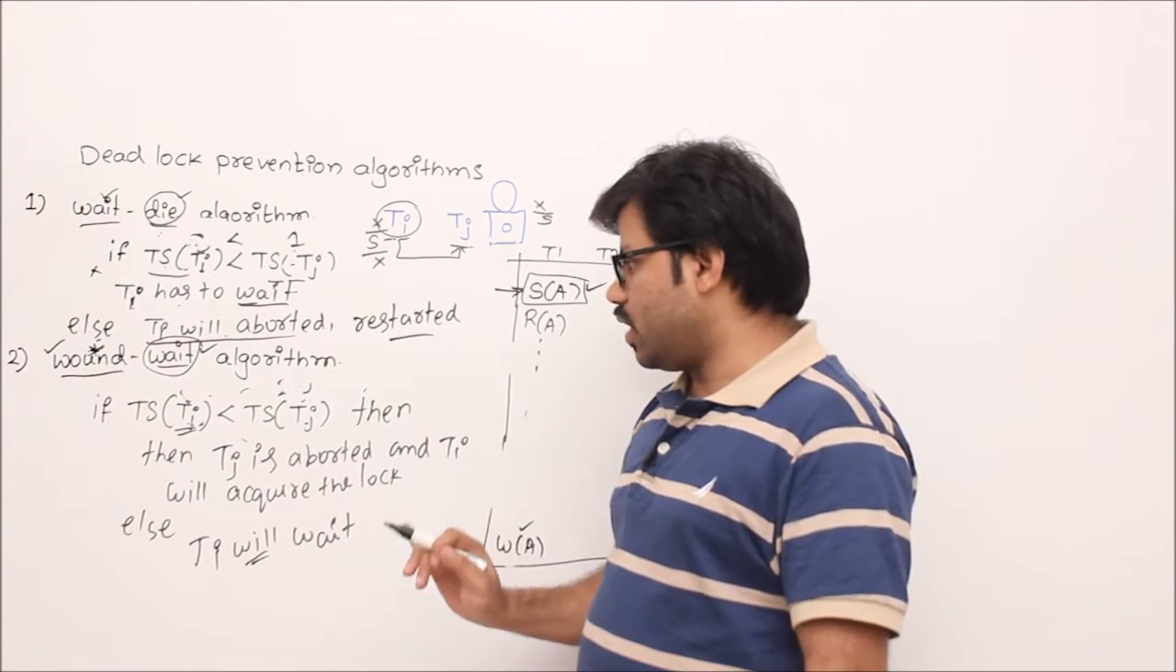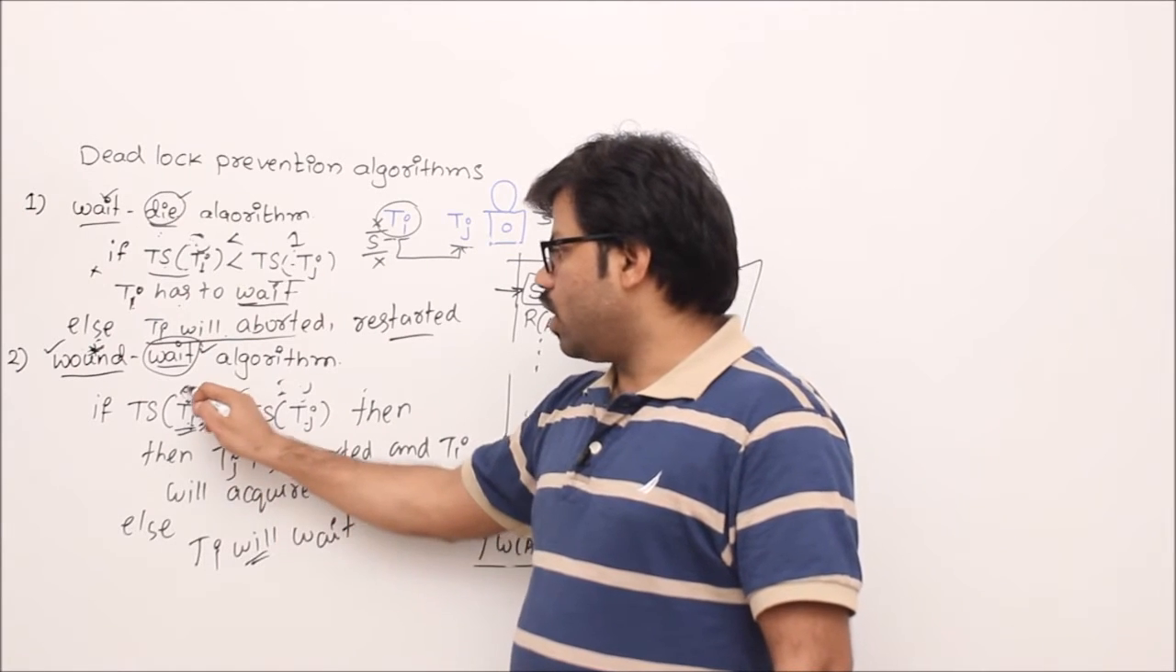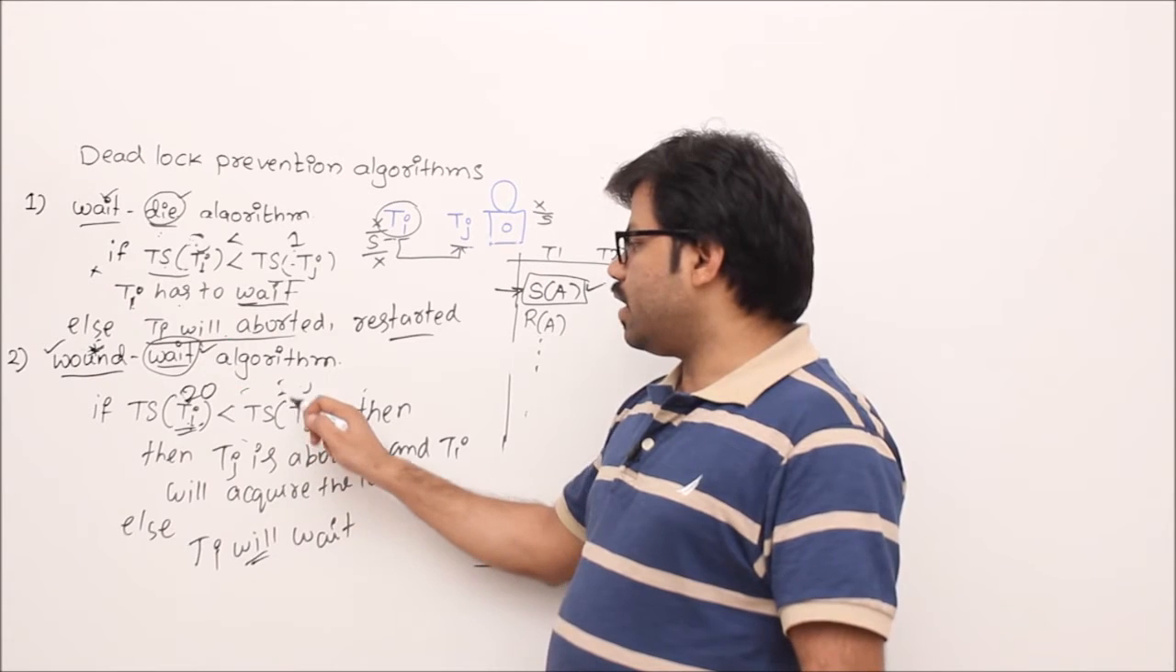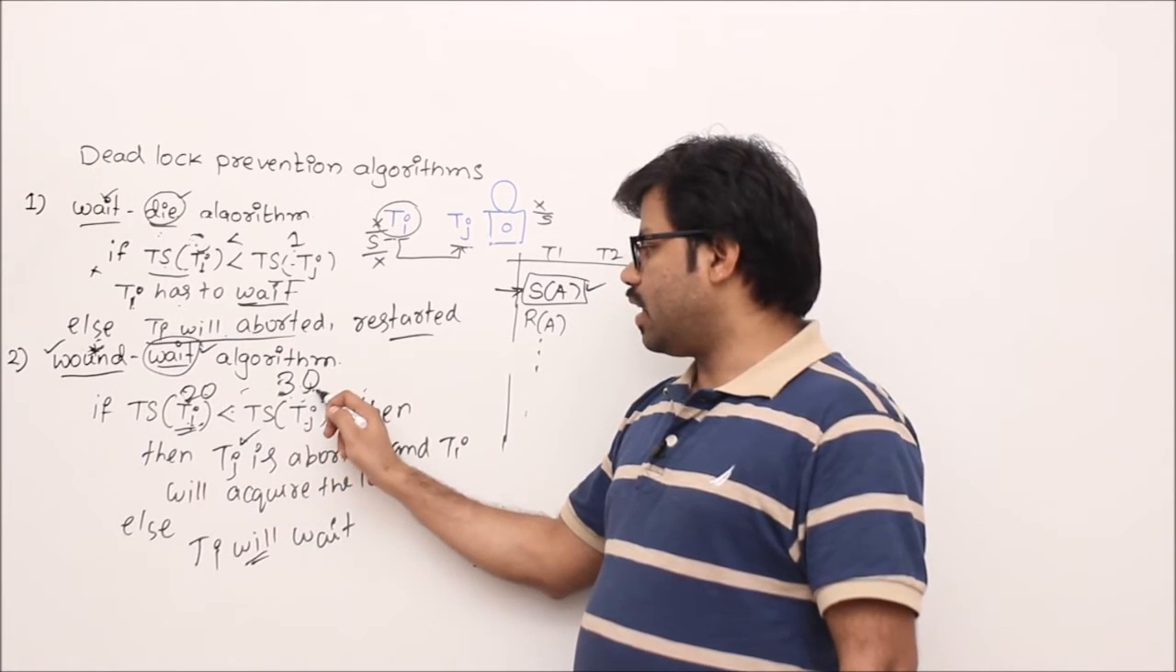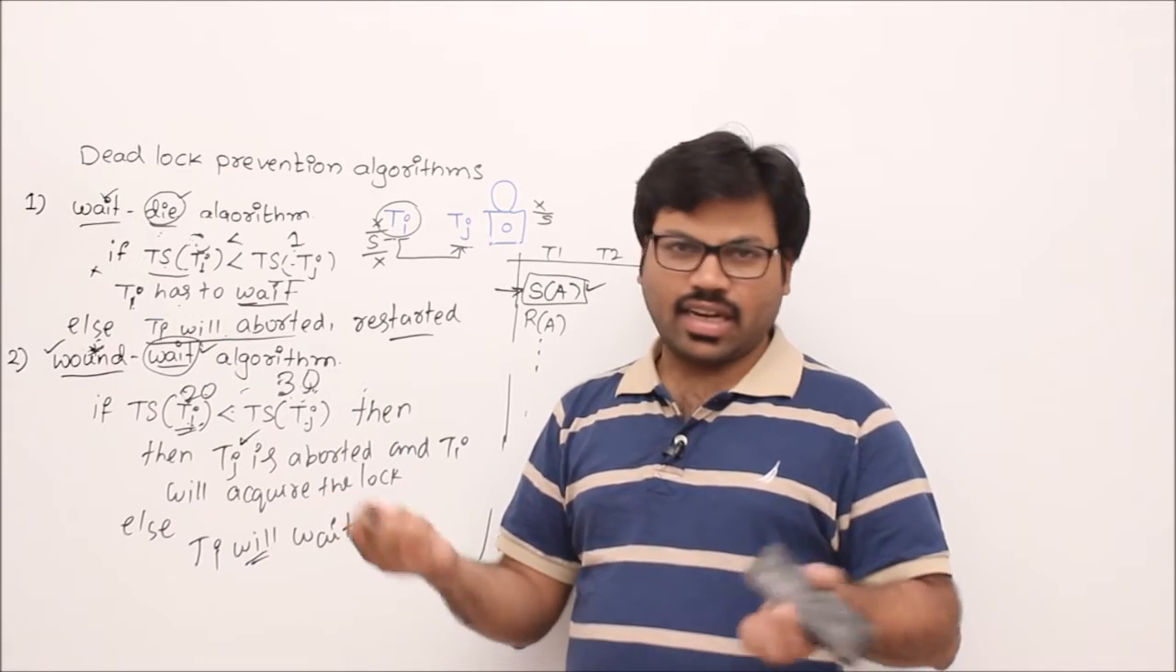What is TJ's situation? We'll see. Whenever this condition is true, let's take TI 20, TJ let's say 30. Then 20 less than 30 is true, and TJ is aborted. At that time 30 indicates the younger transaction.